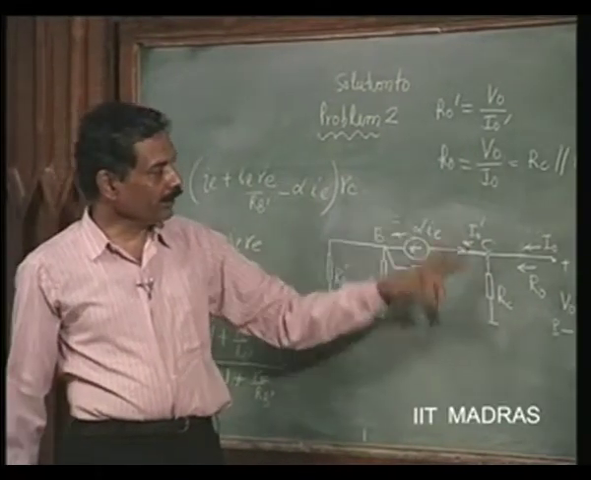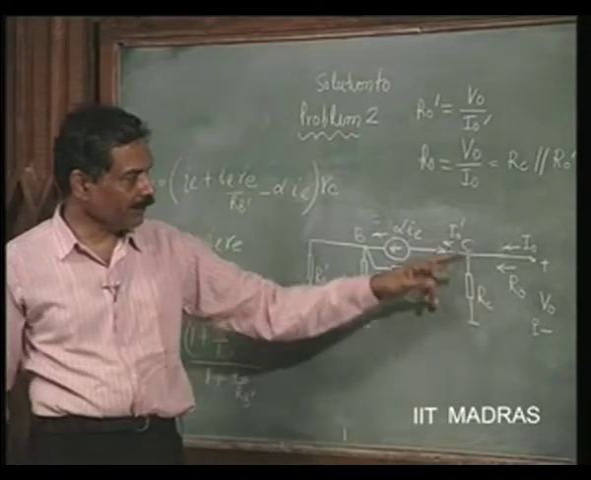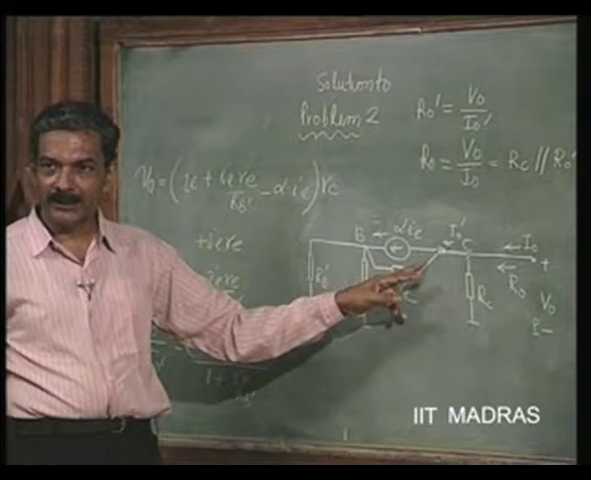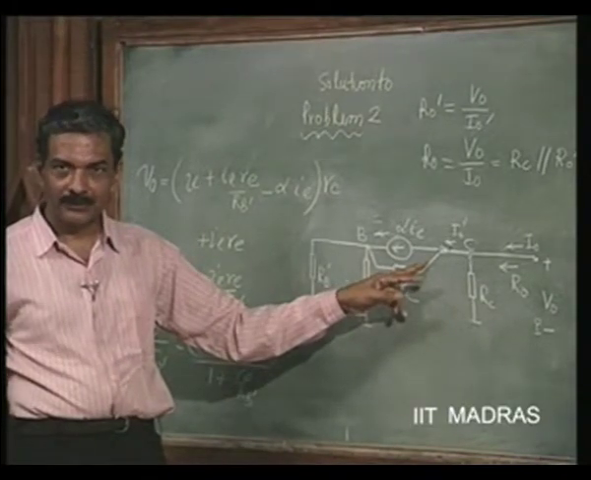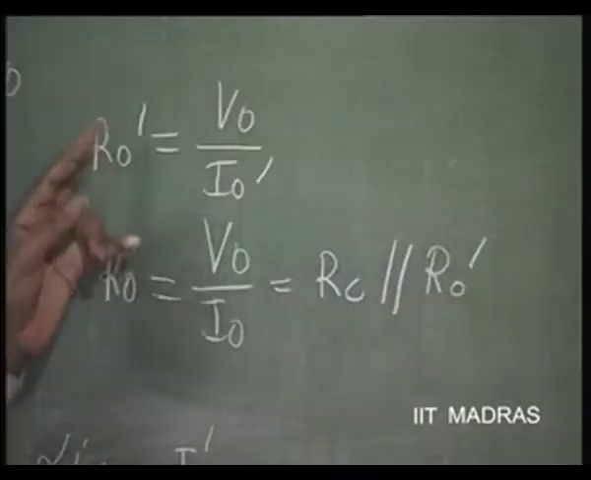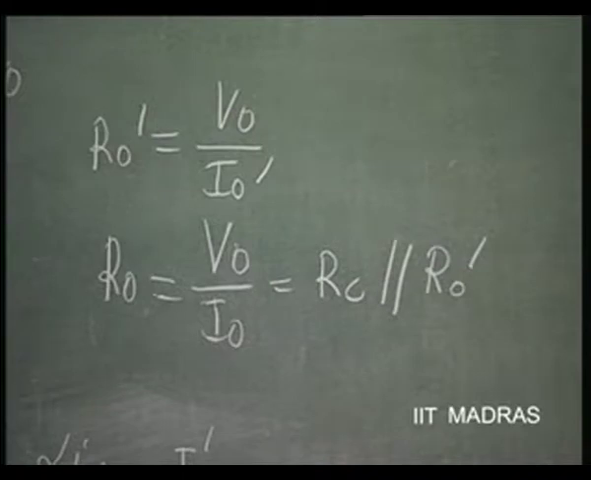So, R naught is really RC shunted by another impedance which is simulated by the transistor output circuit. We would like to now know what it is. So, R naught prime is V naught by I naught prime. Let us now understand what it is.